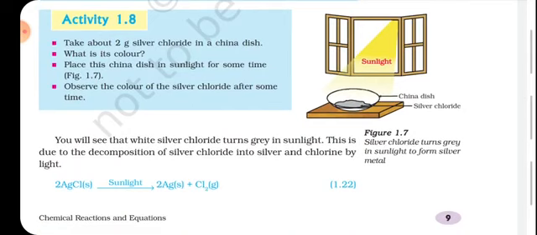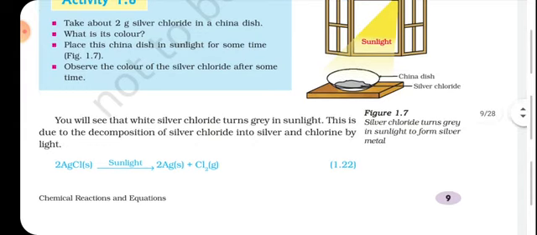See, they have also given us the various types of reactions present in electricity, respiration, that is the exchange of gases, sunlight, etc. Let us see that. You will see that white silver chloride turns grey in sunlight. This is due to the decomposition of silver chloride into silver and chlorine by light, that is 2AgCl gives 2Ag plus Cl2. Silver chloride turns grey in sunlight to form silver metal.